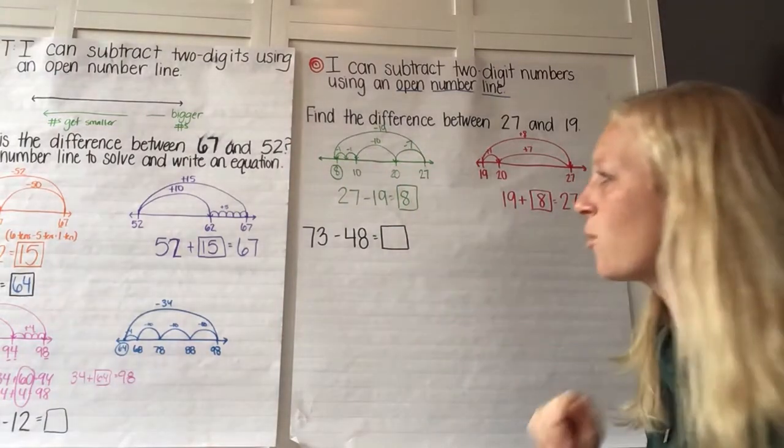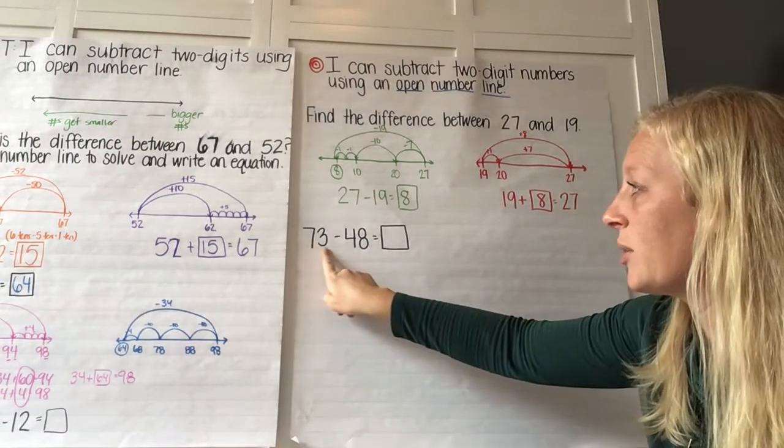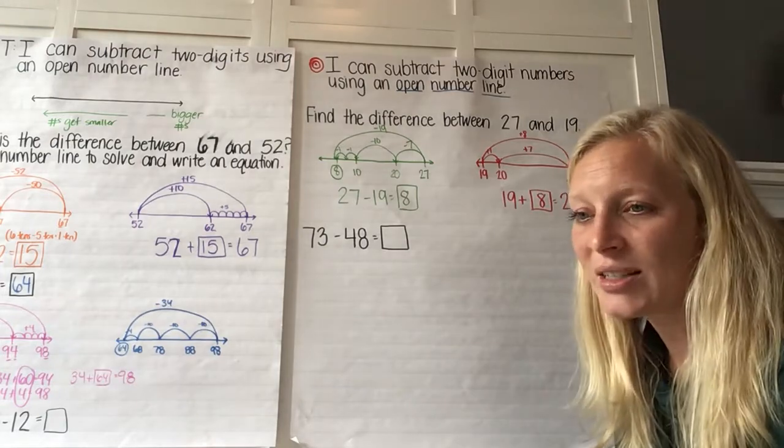All right, let's take a peek at the next problem and see if we're doing some of the same things. 73 take away 48 equals blank.